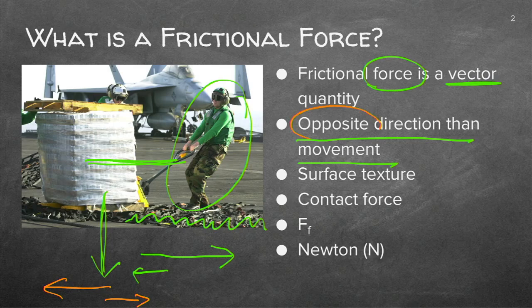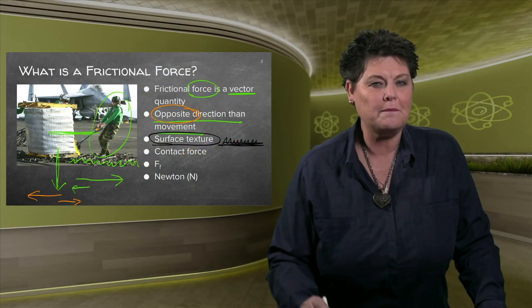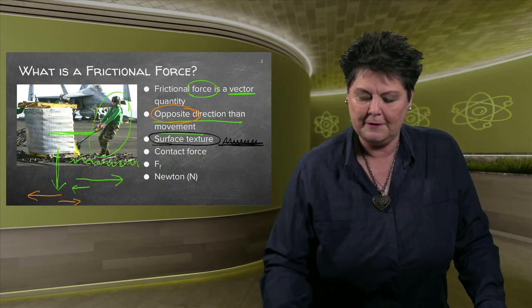So it's always opposite. And then, very important, it depends what the surface is. If you've got glass or a very smooth surface, the friction will be less. But as soon as you've got something like, for instance, rubber or an uneven surface, that will change the friction. Remember, the surface determines what the friction will be.